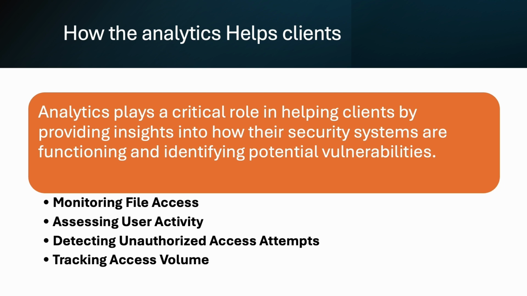Assessing user activity. By analyzing user behavior such as login times and session durations, the system helps identify patterns that indicate normal versus suspicious activity. Detecting unauthorized access attempts. The system uses analytics to identify failed login attempts or other behaviors that could signal an attempted security breach. These insights allow for proactive measures to mitigate risks. And lastly, tracking access volume. Monitoring the volume of users accessing the system at any given time helps in detecting anomalies, such as sudden surges in access attempts that might indicate a DDoS attack.